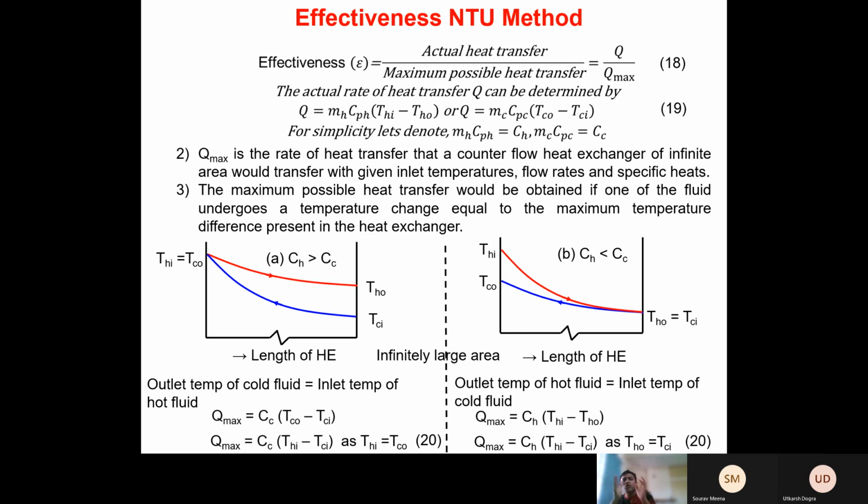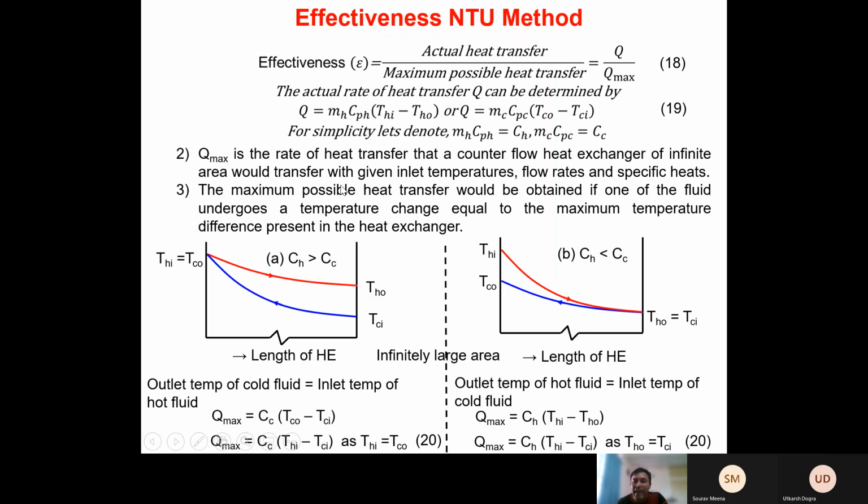Does it make sense? So that is the thermodynamic limit. In a way, when I am saying Qmax, Qmax gives me a thermodynamic limit. That is the maximum limit I can achieve. Does it make sense to everyone? Yes, sir. Okay, all right.